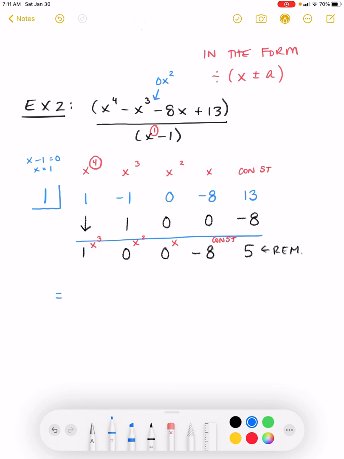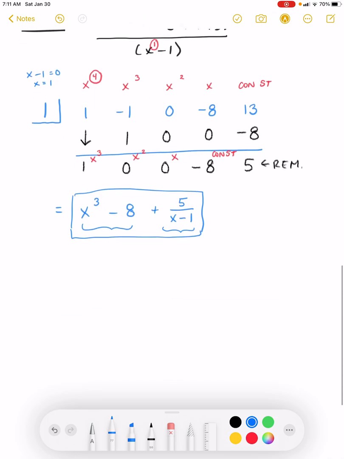So the quotient is x cubed, no x squared, no x, and we'll just skip right to the minus 8. And then remember how we write the quotient is we express it as the quotient plus the remainder over the divisor. And this is how you would then write the quotient, okay? x minus 1 goes into this quartic polynomial x cubed minus 8 times, but then you would have to add that remainder in.